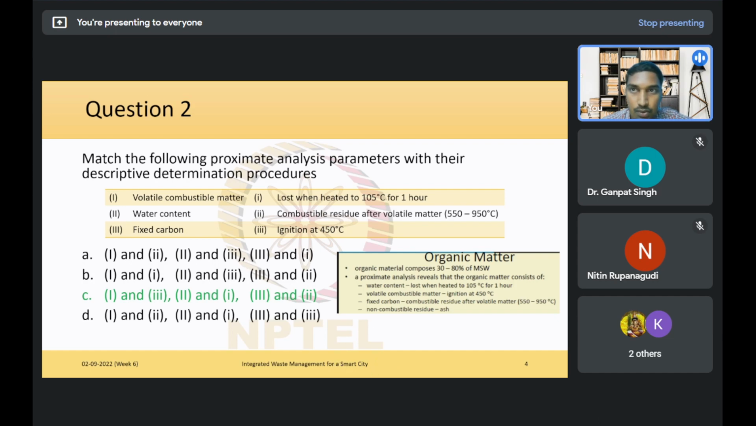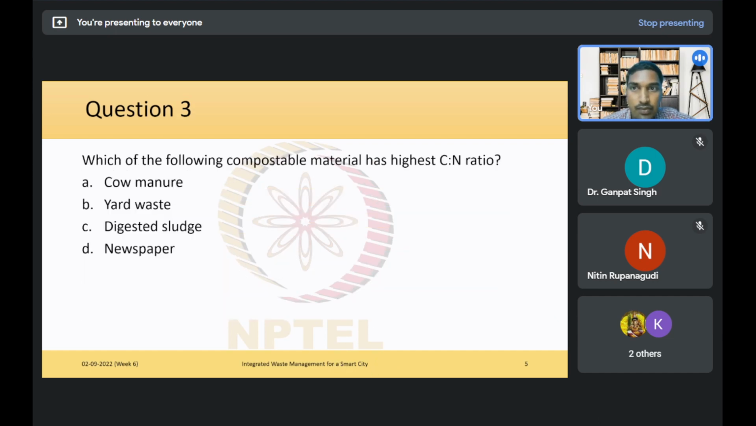Okay, so we'll move on to question number 3. Which of the following compostable materials has the highest carbon to nitrogen ratio? Options are cow manure, yard waste, digested sludge, and newspaper. When we talk about carbon to nitrogen ratio, we are not talking about which has the highest carbon or the highest nitrogen.